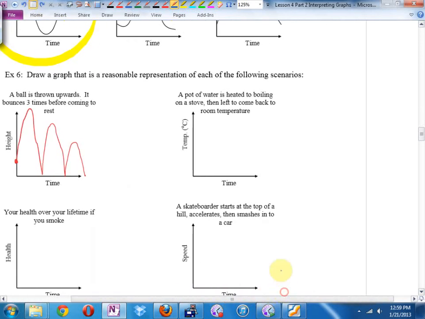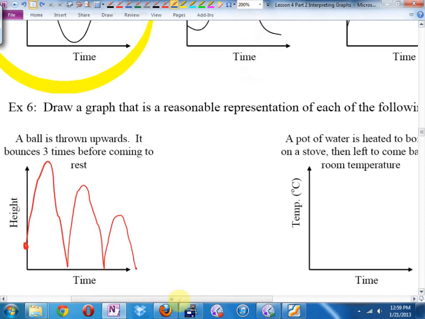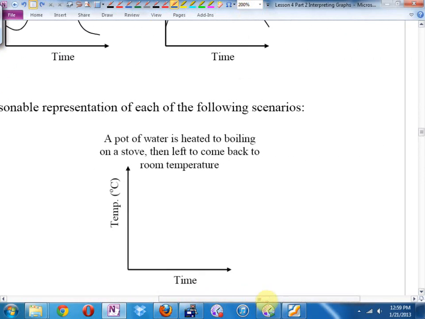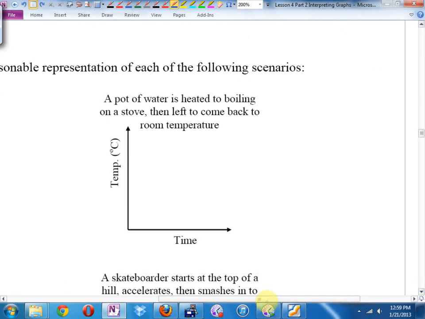Second one. A pot of water is heated to boiling on a stove and then left to come back to room temperature. And we're graphing temperature versus time. Okay, when we start out, how hot is the water? 0 degrees? Really? Room temperature. So if it was 0 degrees, it'd be ice. Am I starting out with ice? See, I don't think this graph is going to start right. I don't think it's going to start right there.